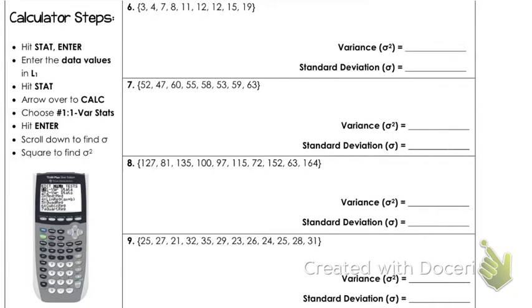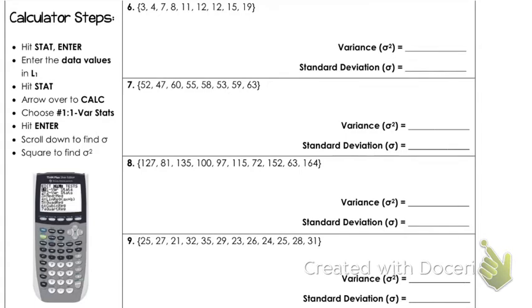So here's what you're going to do. You're going to type in your first X value. 3. And you push enter, then you hit down, and it says FRQ equals 1. You guys see that? That just says the frequency. How many 3s do you have? 1. Okay, go down again.